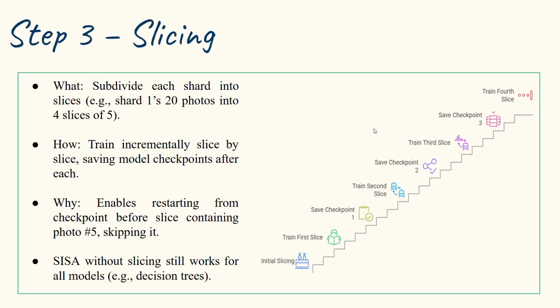When we train M1, we go slice by slice. Train on slice 1, save the checkpoint. Train slice 2, checkpoint again, and so on. It's like reading a chapter in small chunks and saving your place. Why do this? If photo ID 5 is in slice 2, we can restart from the checkpoint just before slice 2 and skip it. No need to retrain from scratch. It speeds up unlearning though it does add some more setup.